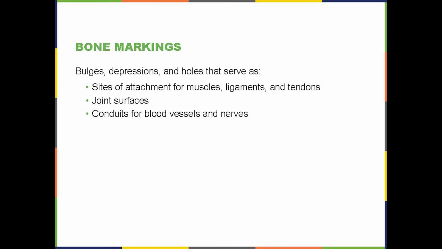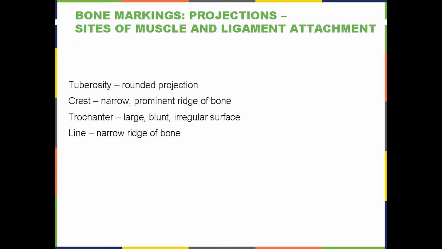So some examples: a tuberosity is a rounded projection. A crest is a narrow, prominent ridge. We all know what that crest is because that's when we shave our legs.